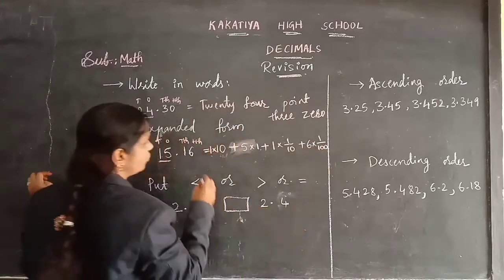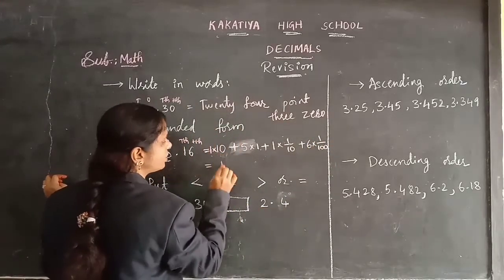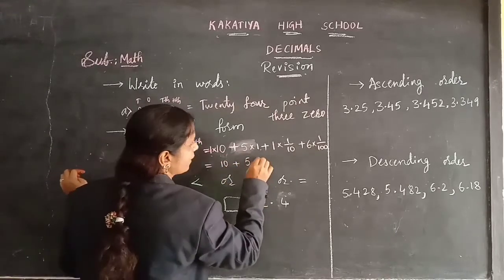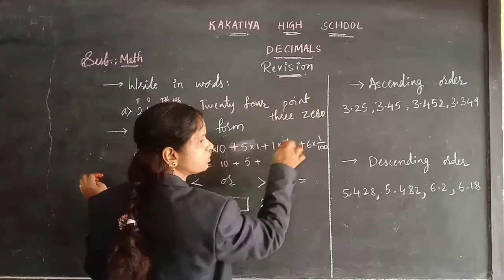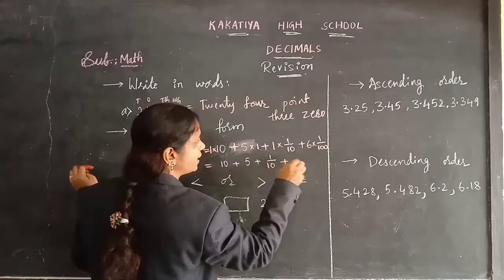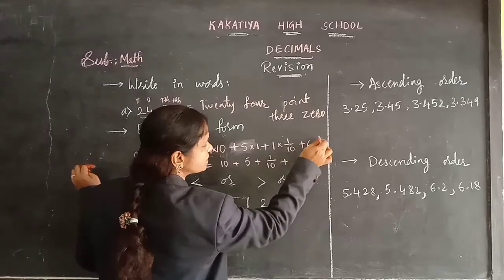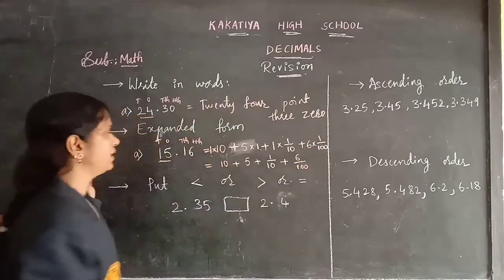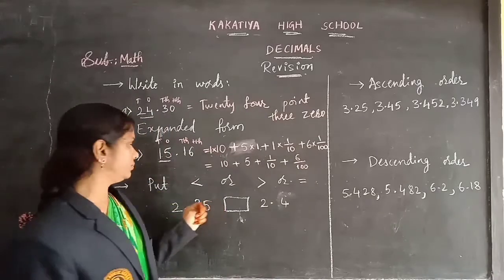Now simplify this. 1 into 10 is 10, 5 into 1 is 5, plus 1 into 1, numerators you should multiply, children, here 1 ones are 1 by 10, plus here 6 into 1, 6 ones are 6 by 100. This is the expanded form of the given number.